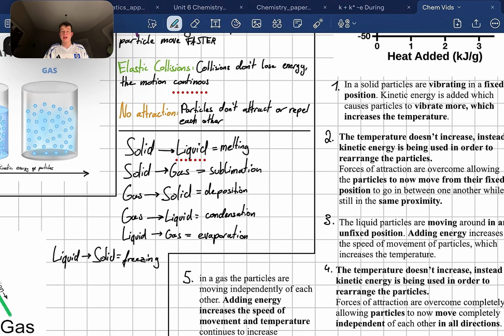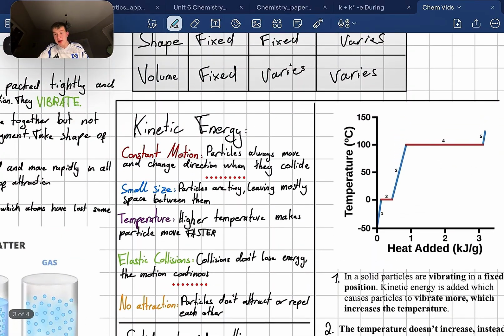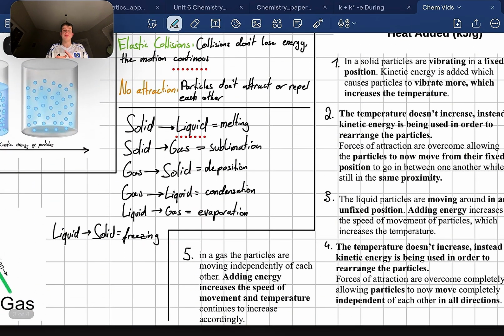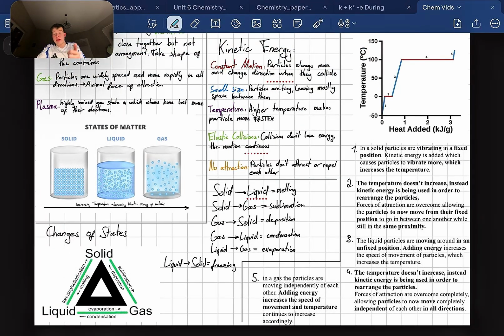And then lastly, at number 5, you can clearly see another increase from 100 to about 130. This is because in a gas, the particles are moving independently of each other, and adding energy increases the speed of movement, and the temperature continues to increase accordingly. And as I already mentioned, as we increase the kinetic energy, the temperature is going to increase, and the particles are going to have much more space.